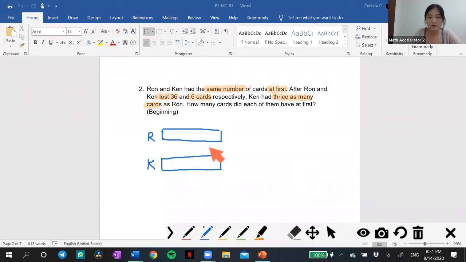Since the equal stage is at the beginning, we are working forward. So now, after Ron and Ken lost 36 and 6 cards respectively, this means that you are taking away 36 from Ron and 6 cards for Ken. So you have to take note, are they taking it away, are they losing it, or are they buying it? This time around, both of them are losing it. So you have to take away 6 from Ken also.